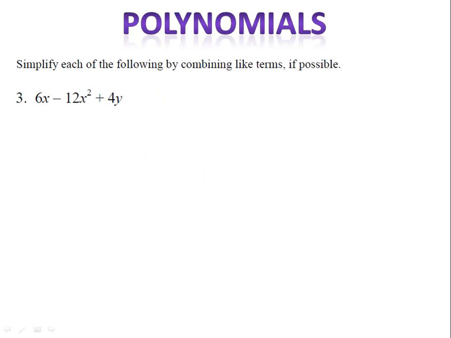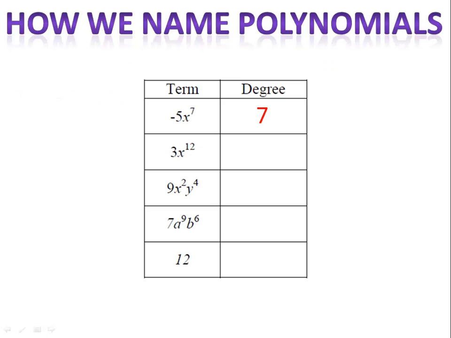By the way, sometimes you may not have like terms to combine. If you look at example 3, there are no like terms, and so there's nothing I can really do with that polynomial. So you might be wondering how we describe polynomials. We usually describe them by looking at their exponent. In the case of negative 5x to the 7th, we say that that is of the 7th degree, the 7th degree being the exponent.